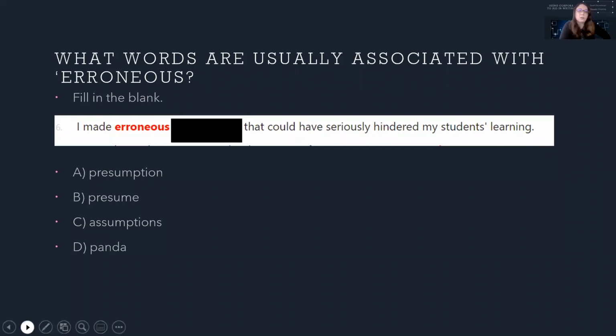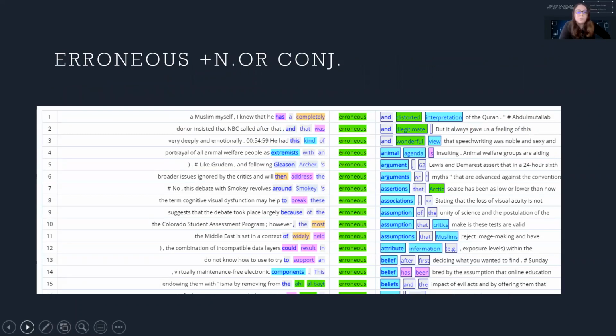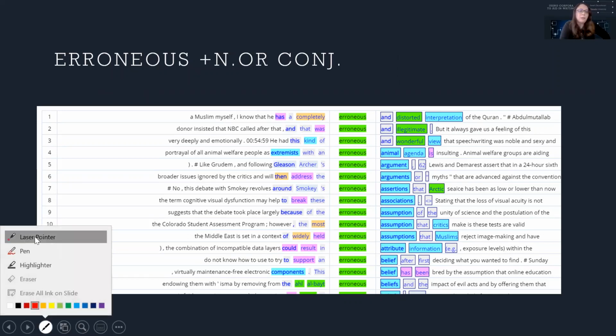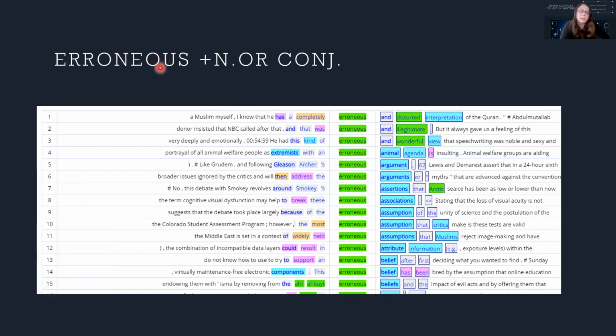Yep, that is correct. So we know it's correct by doing a keyword in context search, and we can see that this is usually followed by a noun or a conjunction. So you can see and are the conjunctions, and these are the nouns. Also, you can see here, we have assumptions. So you can do fill in the blank searches with your students as well.